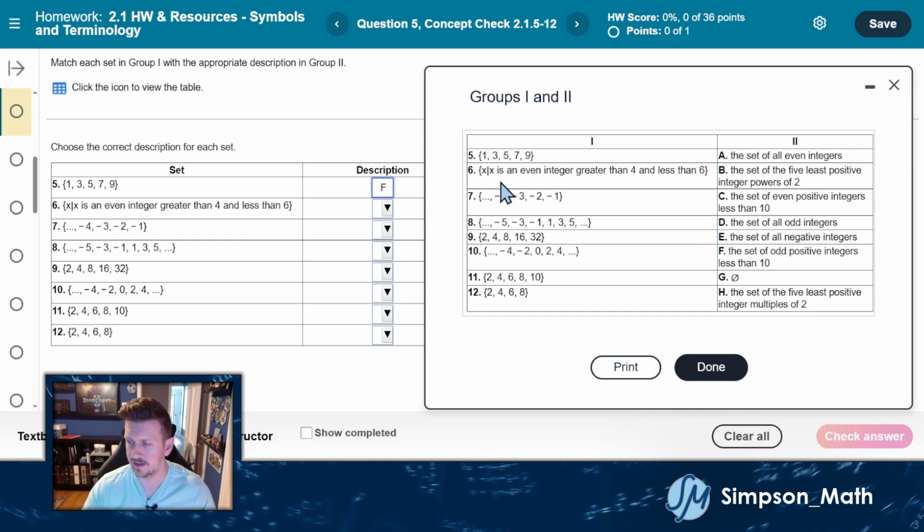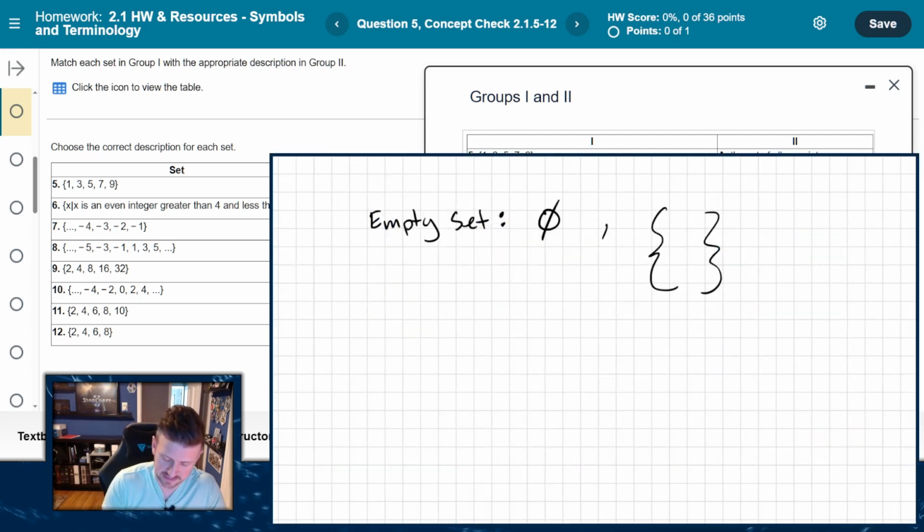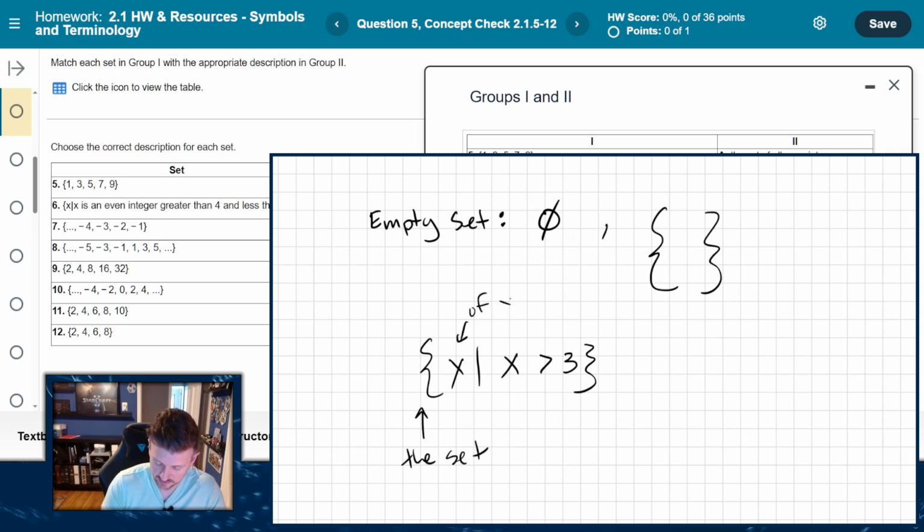So in math, we will often have our set. It says the set of X such that, and I might say X is greater than 3. This is not what this problem is, but I would read this as the set of X, of whatever I'm looking for, such that, and then my condition.